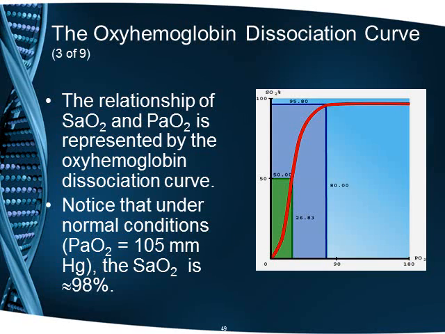Under normal conditions, a PaO2 equals 105 millimeters of mercury. The SaO2 is 98%. Okay, so that's what we're talking about there. So if you go down over here on the PaO2 and you look at roughly where 105 is going to be, and you go up to where SaO2 is, you're going to see that SaO2 is somewhere around 98%. Okay. If you look at the graph, different graphs are a little bit better. This isn't the greatest one in the world.